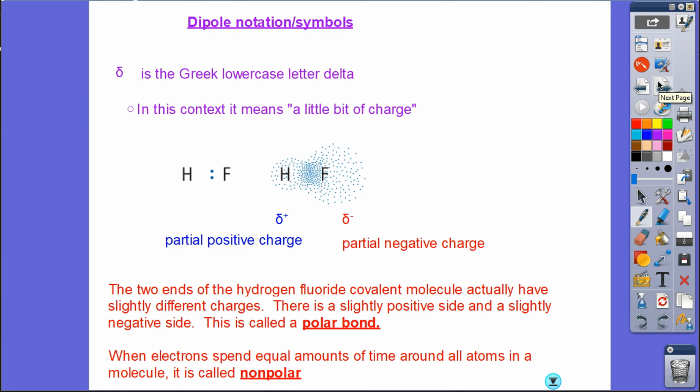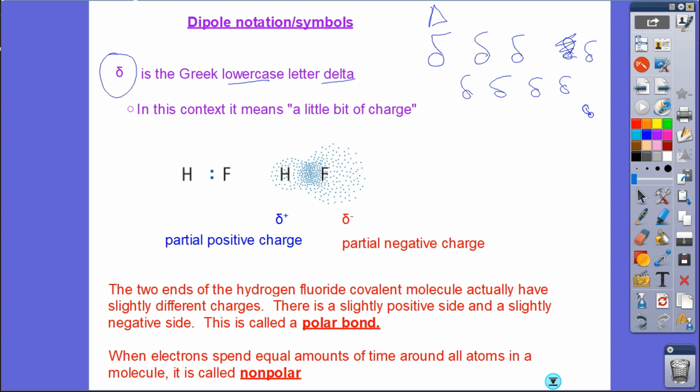The notation and symbols used to describe dipole is right here. It looks like a music note kind of, and to draw it you do like this. This is the lowercase delta. Lowercase Greek letter delta. Uppercase delta was a big triangle. Lowercase delta looks like this. It's kind of like an 8 that you don't finish drawing. Like, instead you do this.